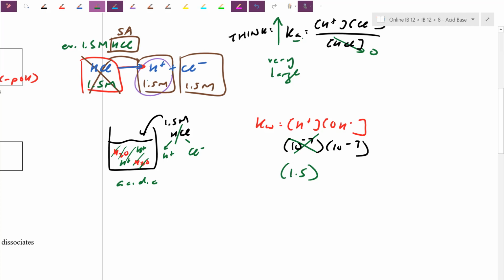And in this case, because there was no mention that temperature was different, we can assume that this constant here still has to hit 1 times 10 to the negative 14 at our standard temperature of 25 degrees. So that means as the H plus has climbed from the 10 to the negative 7 to get to 1.5, the OH minus had to have gotten smaller. It's going to have shrunk. Definitely, it's going to be really tiny.